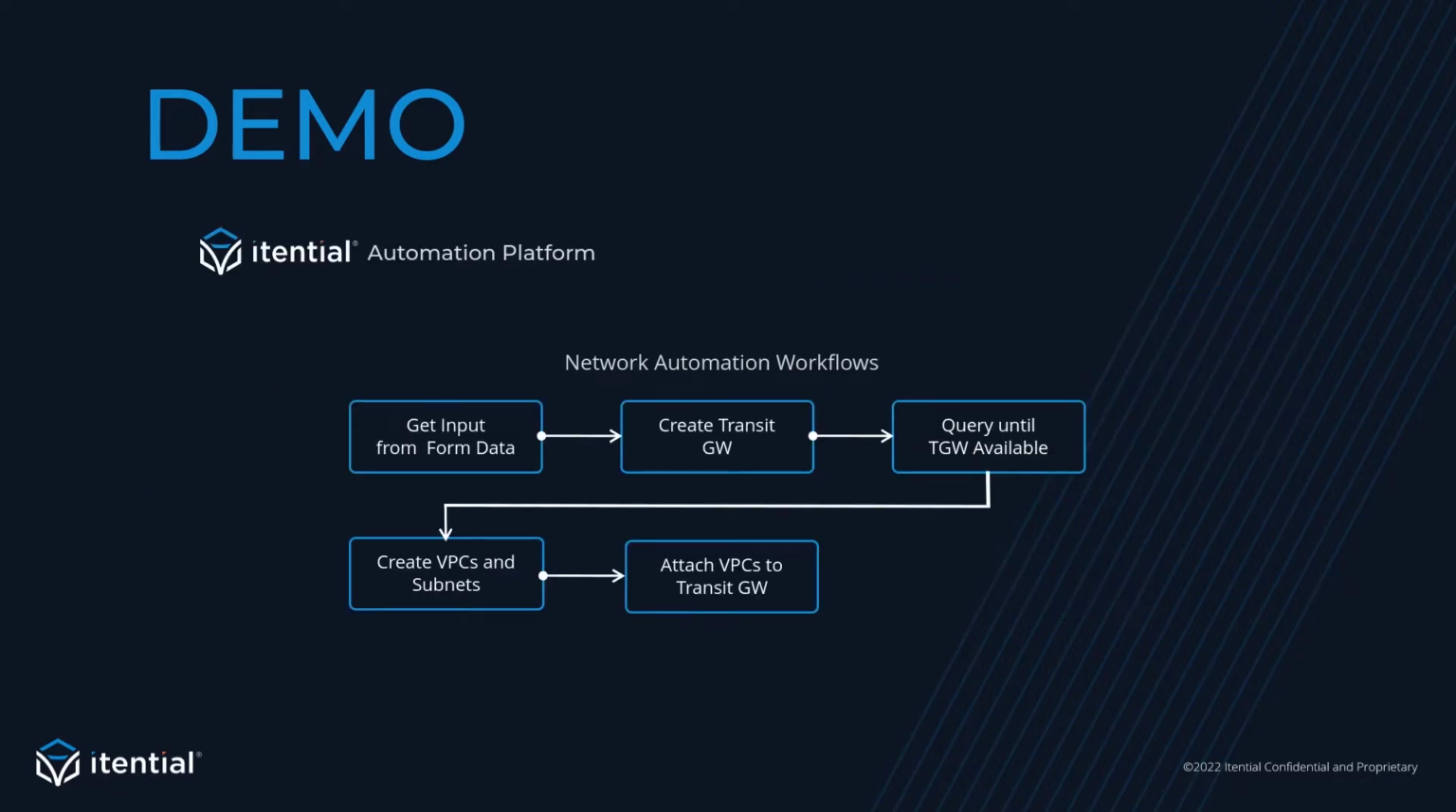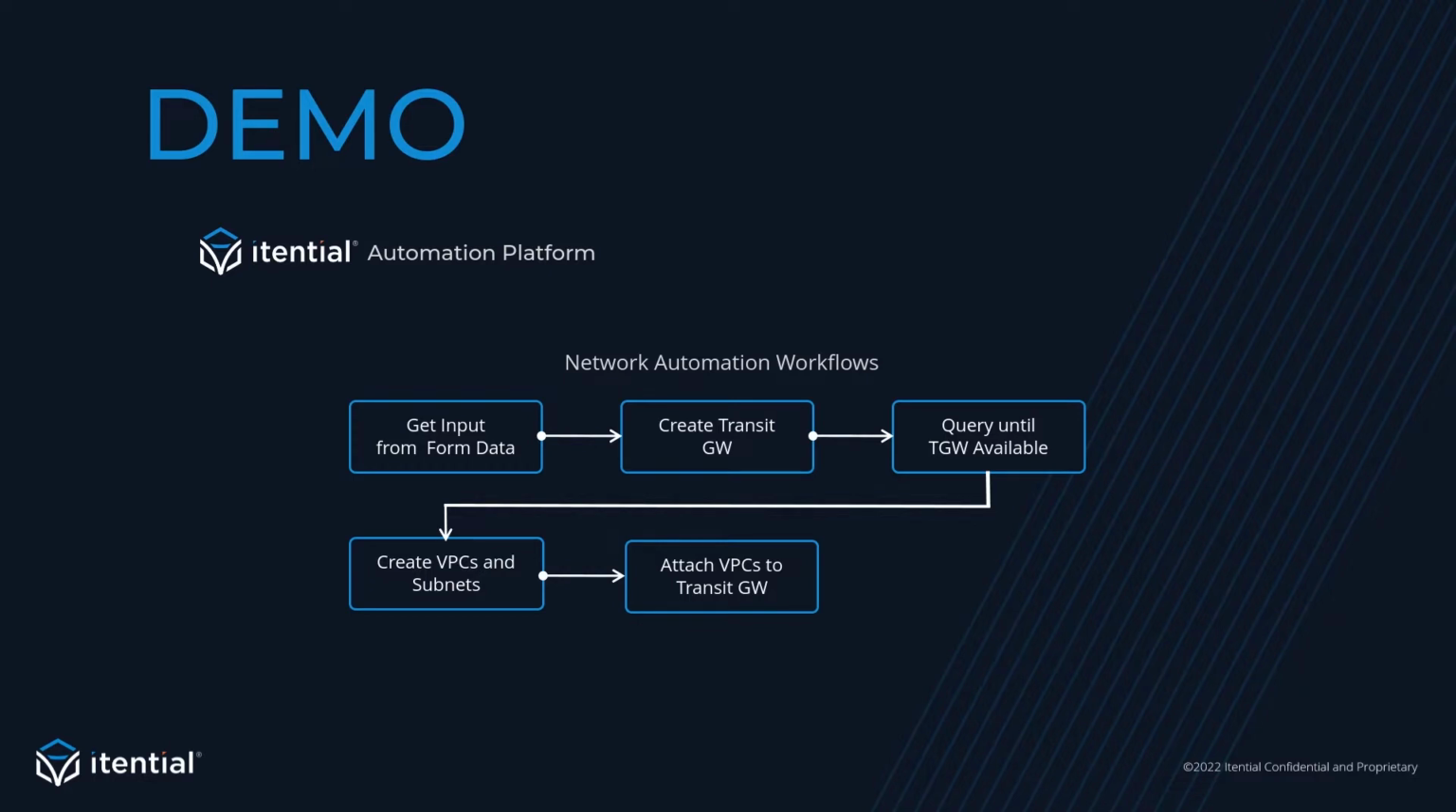Just a real general overview of the demo. We're going to break this down because I like to start simple, but we're going to get some data from a form, a simple source of truth here. It could be another system, it could be Netbox or any other database of some sort. But in this case, we're going to get some data from there, and we're going to create a couple of VPCs in an automation and a transit gateway and attach them all together. So that's really what we're doing here.